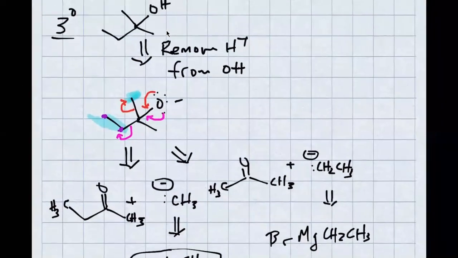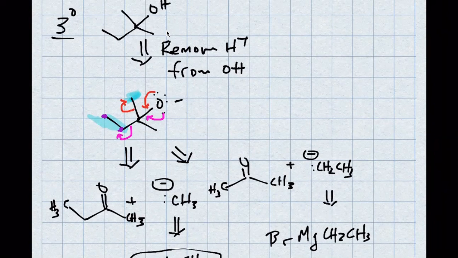But the fact that we started out with a tertiary alcohol means that one of the starting materials is going to be a ketone, the other one is going to be your Grignard. All right, questions about that? No questions. All right, let's do another one.